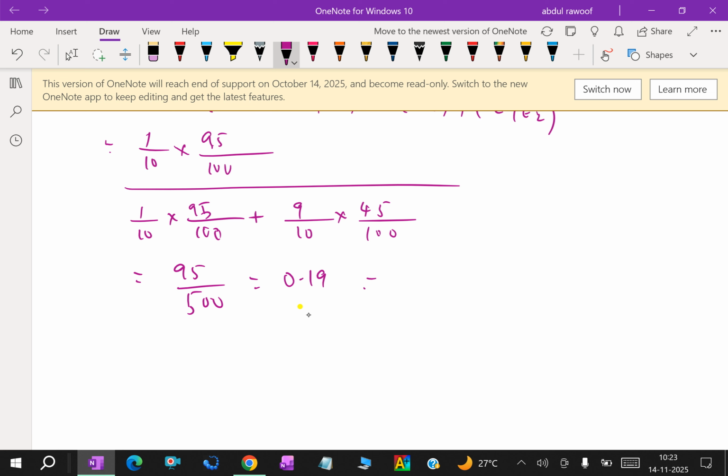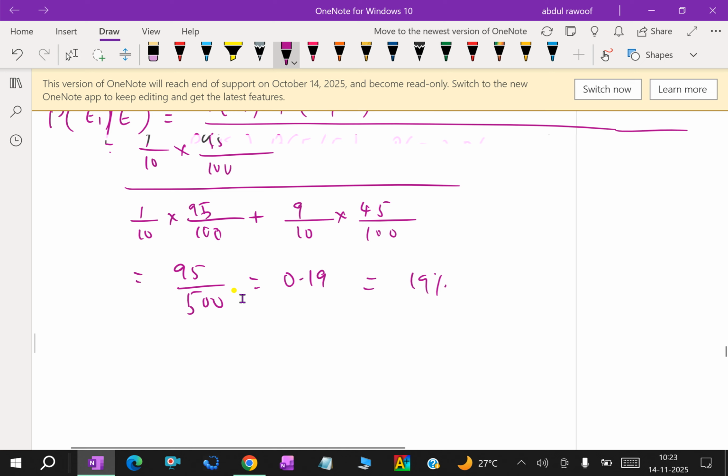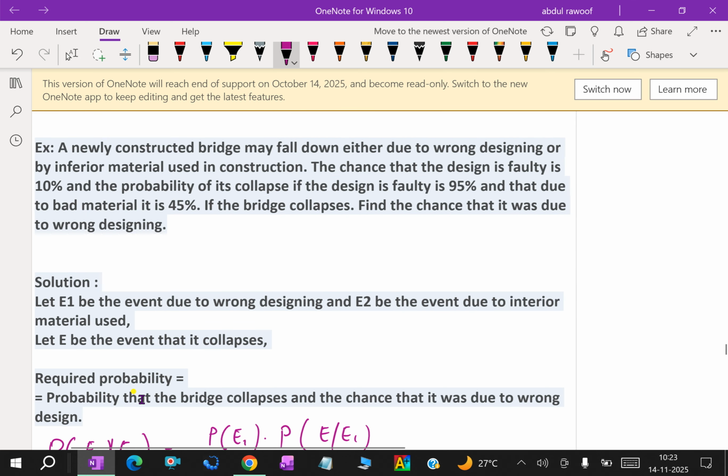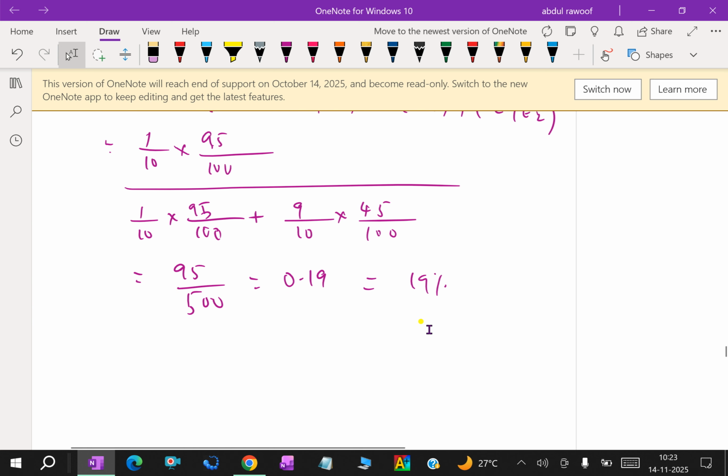Which is equal to 19%. What does it mean? That means the probability that the bridge collapses and the chance that it was due to wrong design is 19%.